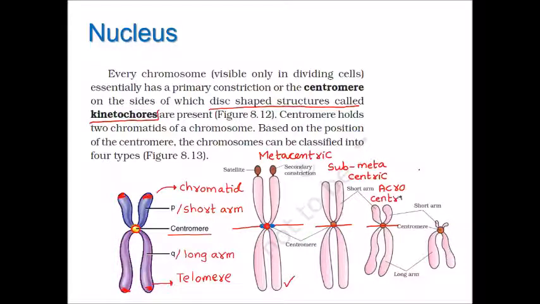And in the last one, it is at the tip or the terminal region. And this is called telocentric. The word telo means tip or end. So based on the position of centromeres, you can classify chromosomes into 4. First one is called metacentric, that is the centromere in the center, middle. Submetacentric, the centromere is slightly away from the middle. Acrocentric, the centromere is far from the middle and close to the tip. And telocentric, it is at the tip or the terminus.